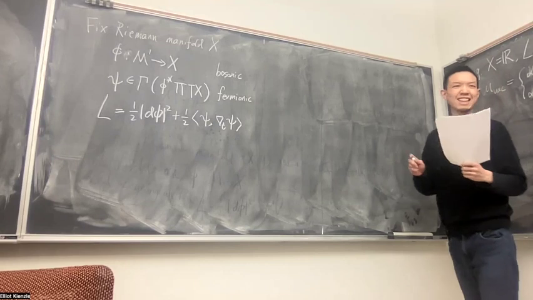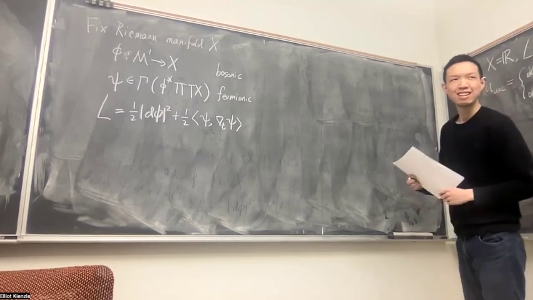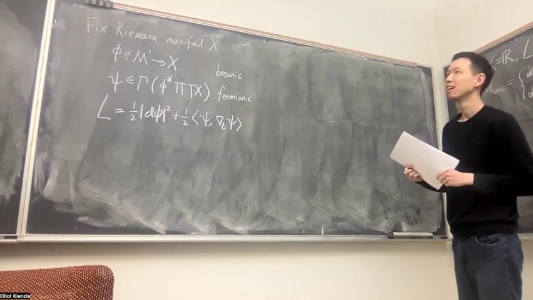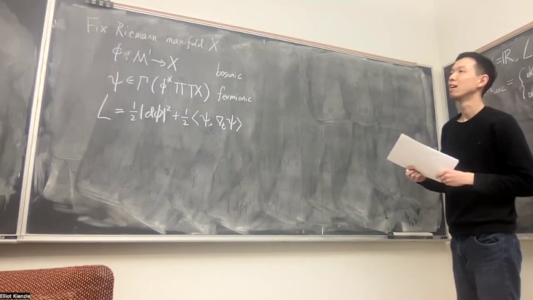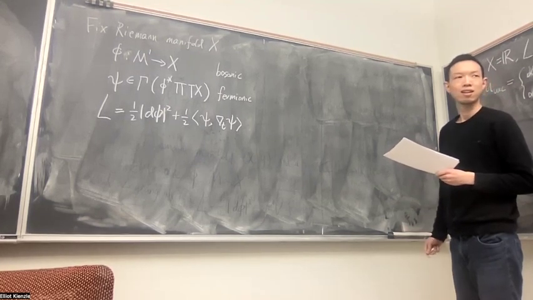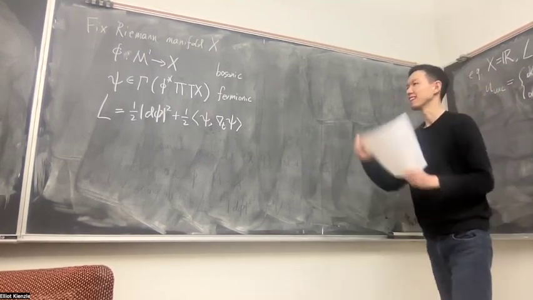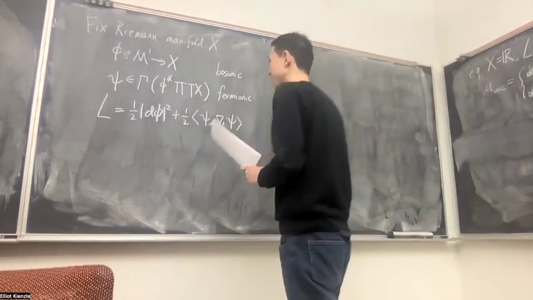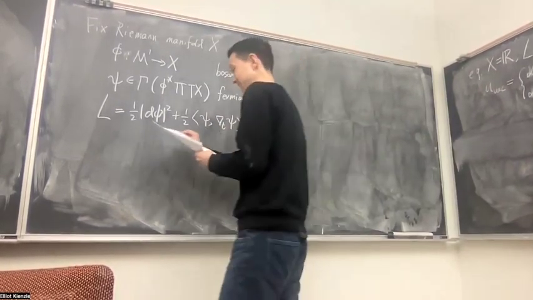So we should be thinking of maps from R^{1|1} to X. This is another way of writing a map from R^{1|1} to X. This is writing that in components. Yeah, that's where we are heading.